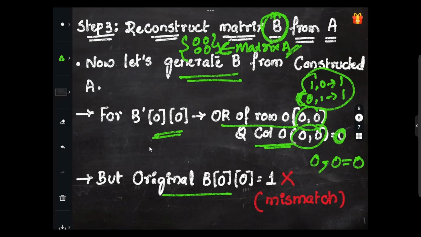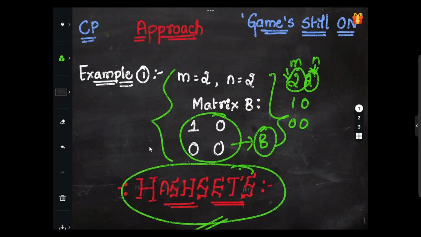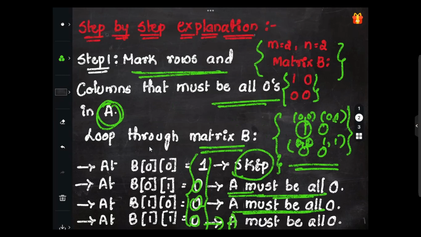But original b of 0 0 is 1. We know that from the input. See here, I'll just come here. See here, the original value in the b, somewhere we have written b of 0 0, right? So here this one we already considered, this b of 0 0 is 1.